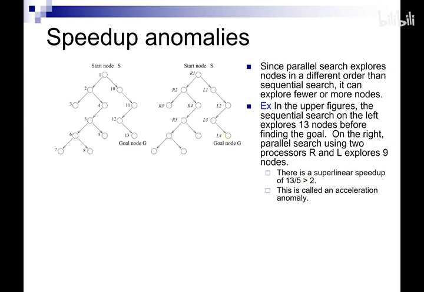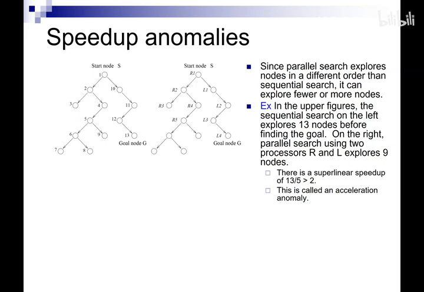So in total it took 5 time steps before you found the goal. Because this is 1 time step, and then in parallel you run 4 more time steps, so you found the goal after 5 time steps. Whereas for the sequential algorithm, this took 13 time steps. So in this case, the speedup is 13 divided by 5, which is more than 2.